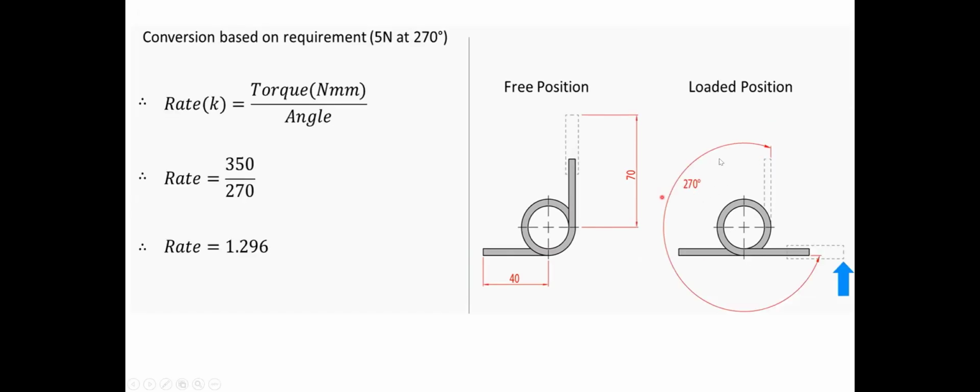In this case it's 270 degrees. So the spring rate equals 350 divided by 270. For example, it's 5 Newtons times the length, divided by the angle. Therefore, the spring rate equals 1.296, about 1.3.